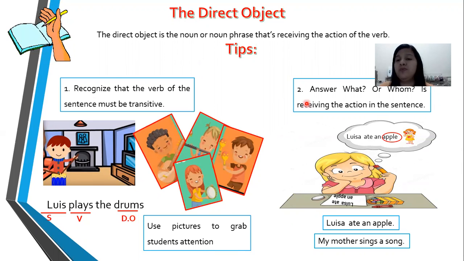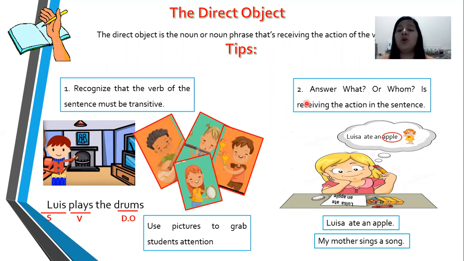Tip number 2. Answer what or who is receiving the action in a sentence. Using pieces of paper, as you can see here, with different sentences to explain the direct object to students, answer the question of what or who receives the action of the verb. For example, Luisa ate an apple. Students should answer the question, what did Luisa eat? They should answer, an apple.